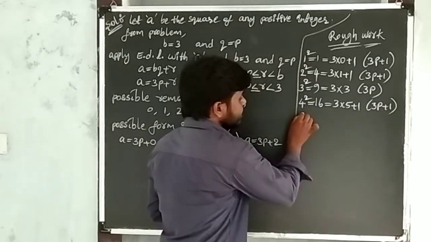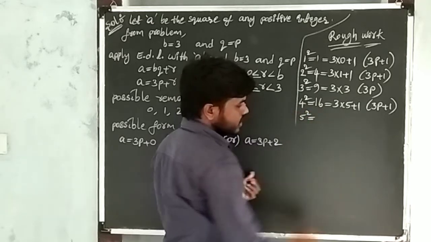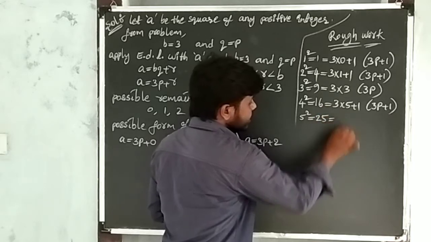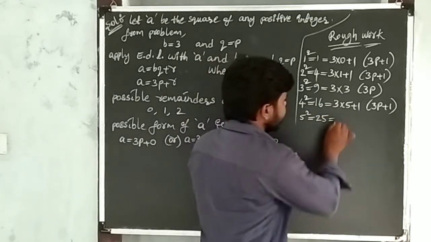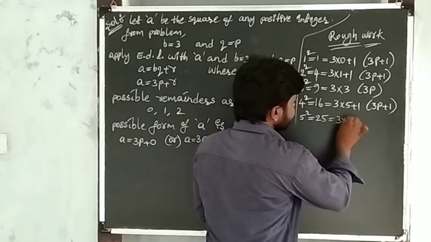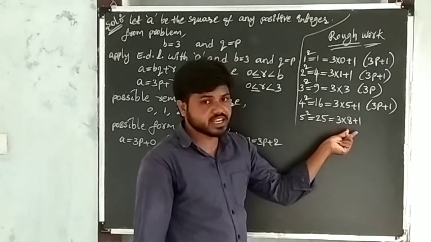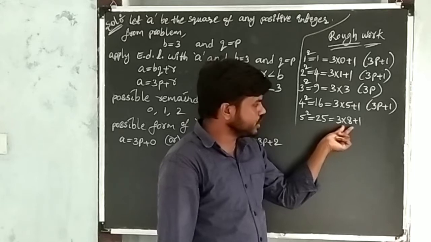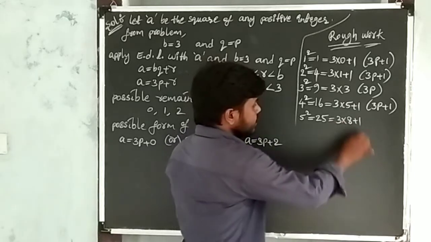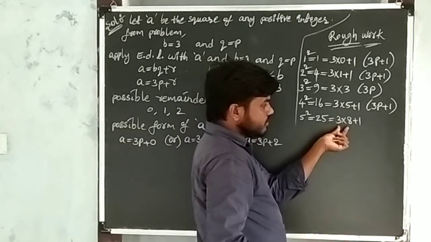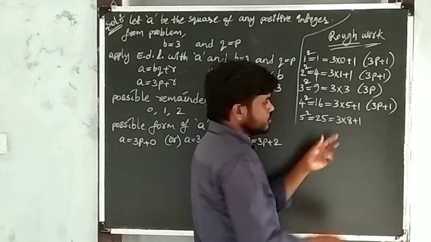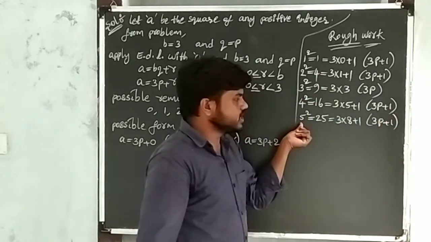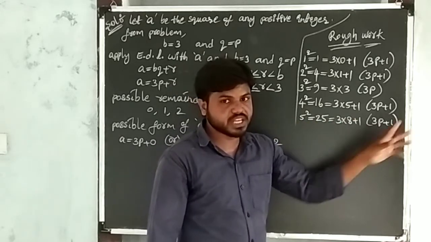Next, I am taking 5 square. 5 square is 25. We can write this 25 as 3 into 8 plus 1. 3 into 8 is 24, 24 plus 1 is 25. So here also we got the form 3p plus 1. We got this 5 square in the form 3p plus 1.